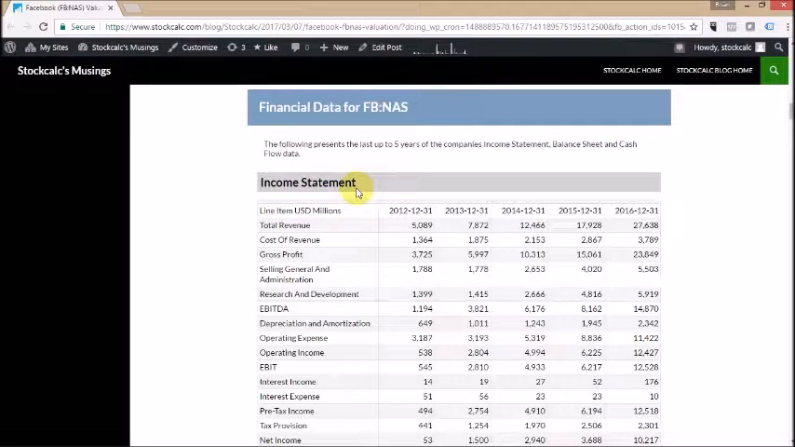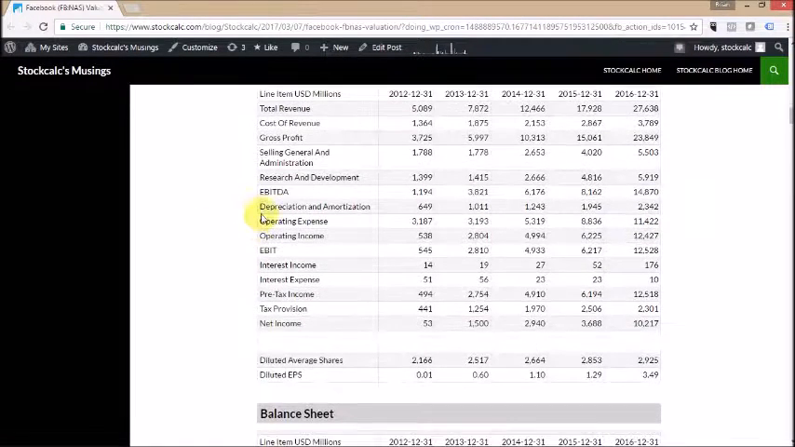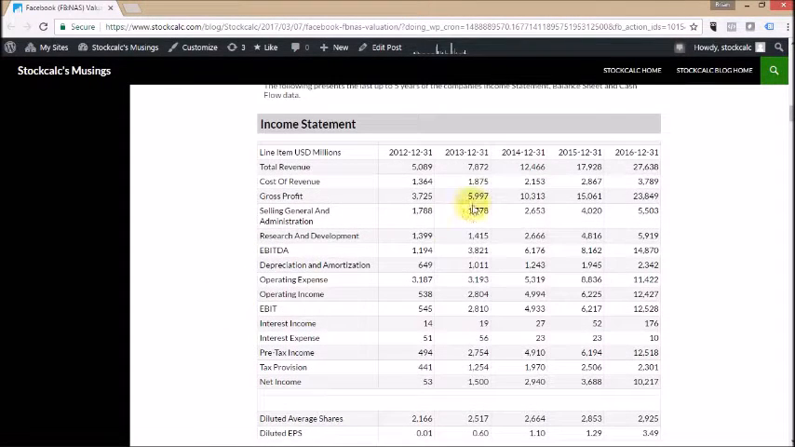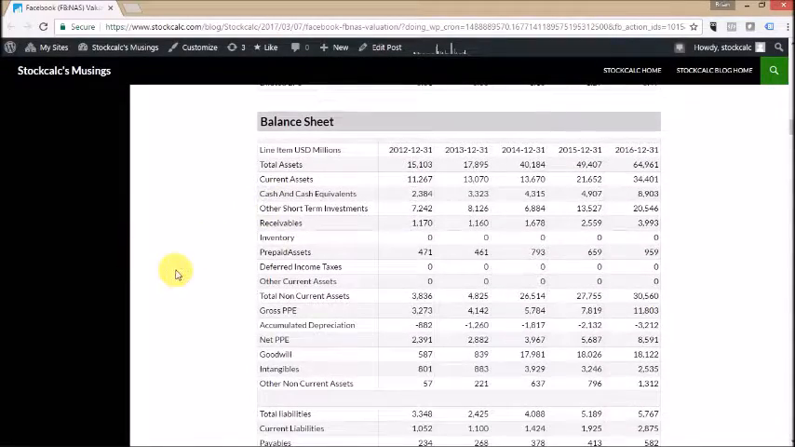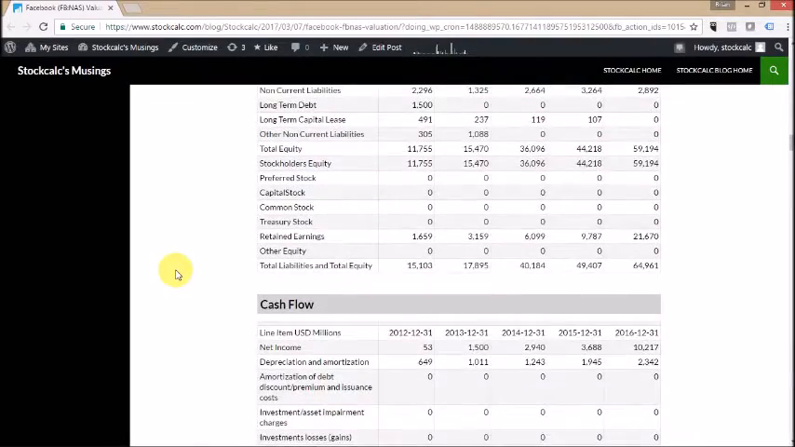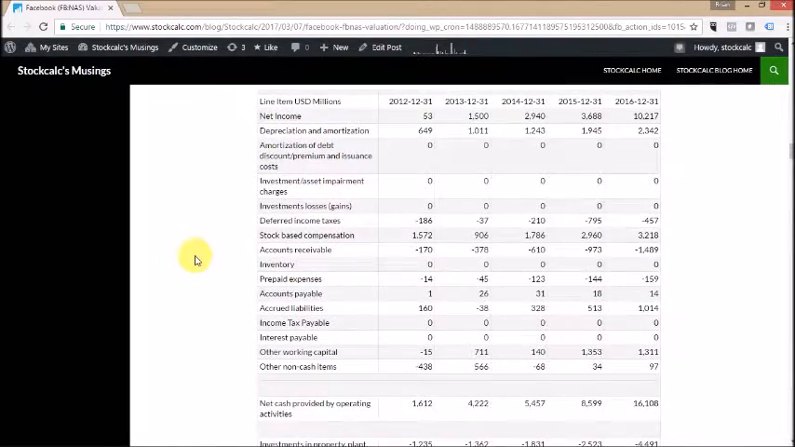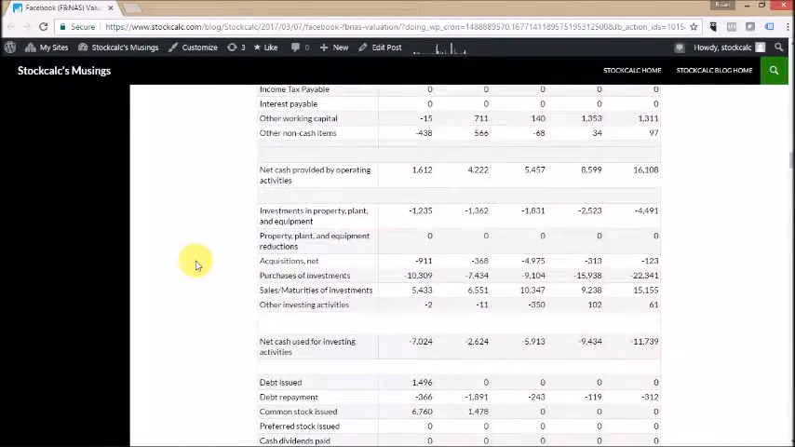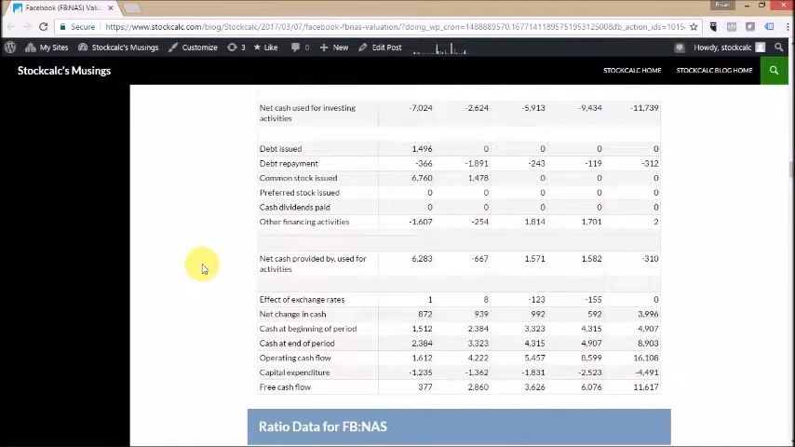So the income statement, balance sheet, and cash flow statements: total revenue, EBITDA, net income, number of shares outstanding for the last 5 years. Balance sheet, we have assets, liabilities, and equity, again for the last 5 years. And cash flow, 3 different sets of cash flow: operating, investing, financing cash flows.